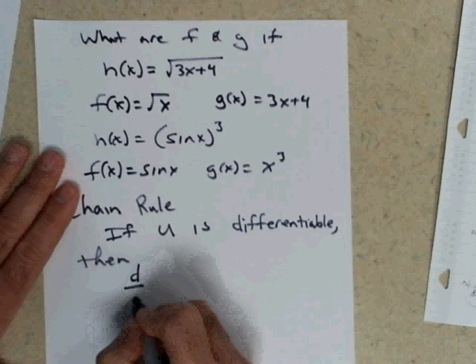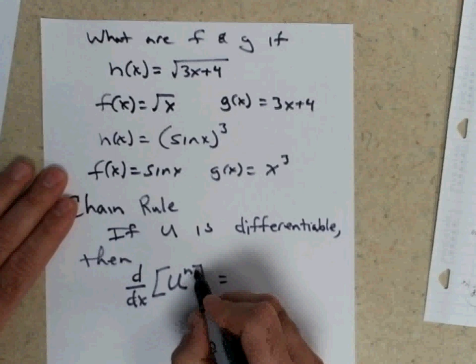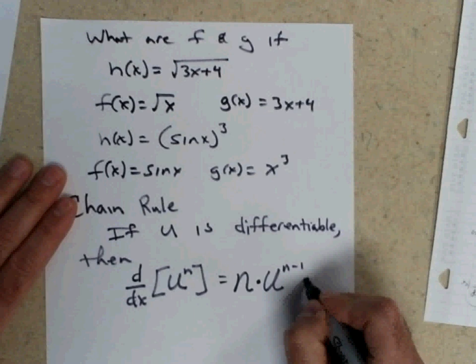The derivative with respect to x of u to the n. Okay, so now u is a differentiable term, and you have u to the n. If I ask you to take this derivative, you bring the exponent down, so it's n times u to the n minus 1. But then you have to multiply to that the derivative, I'm going to write u prime.